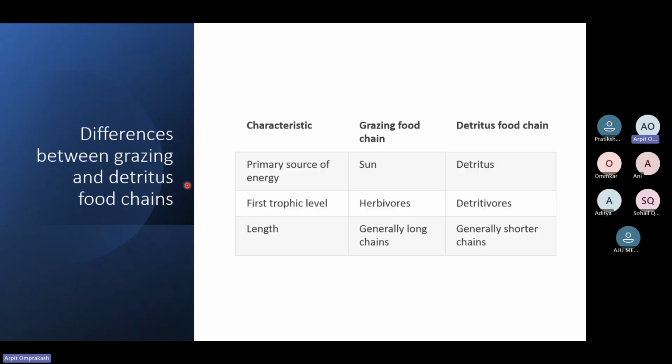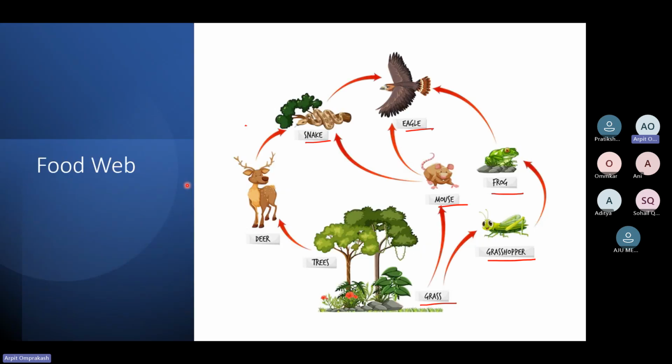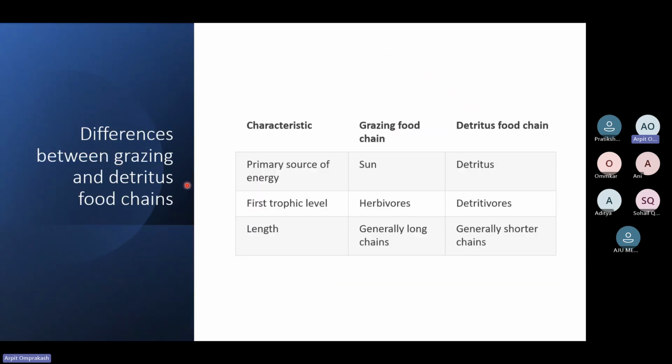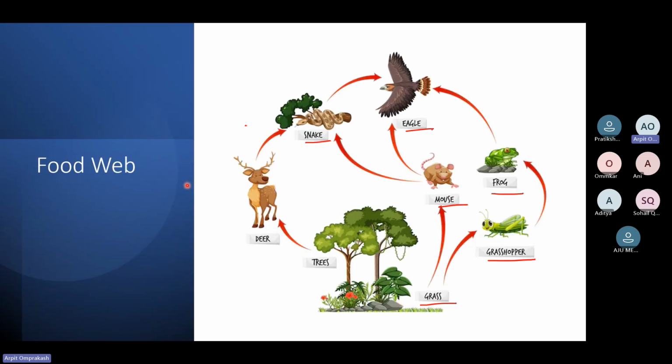And then we talked about differences between grazing and detritus food chain. Basically, what is the first trophic level, how long they are, what is the primary source of energy. These are the differences. So the primary source of energy is the sun for grazing food chain and detritus for detritus food chain. First trophic level is herbivores for grazing food chains. First trophic level is detritivores for detritus food chain. And generally grazing food chains are much longer than detritus food chains.